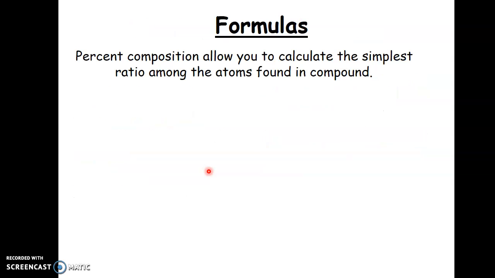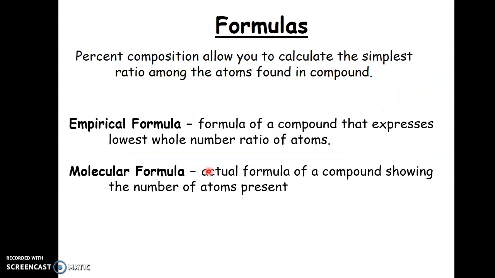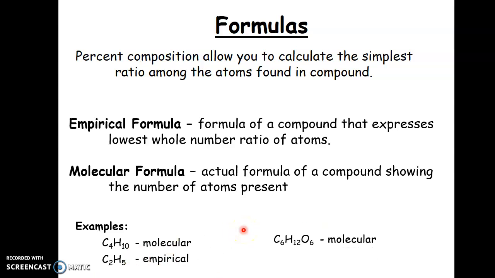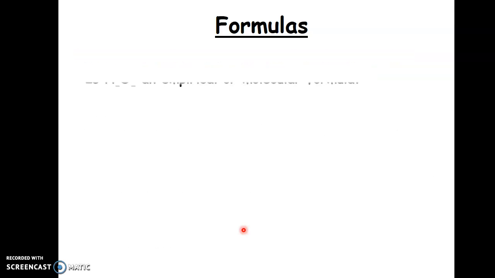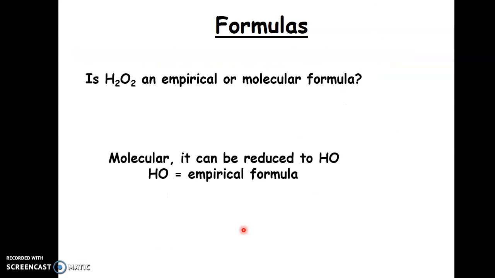Right, the formula. We have 2 types of formula, empirical and molecular formula. The chart talks about each one of them and then gives examples. C4H10 is molecular, C2H5 is empirical because that is the lowest ratio it can get. And it goes further with more examples.